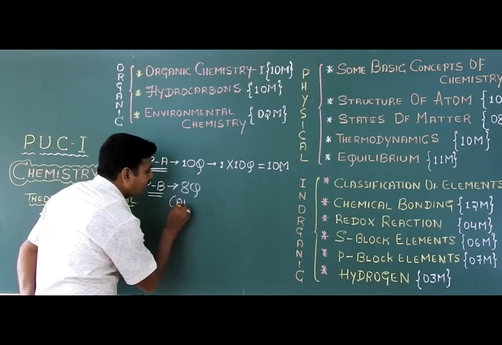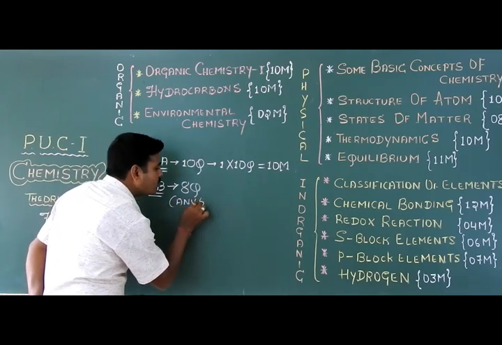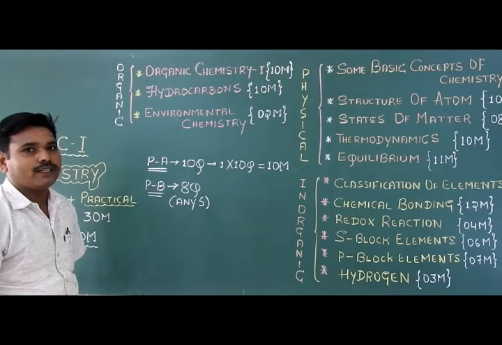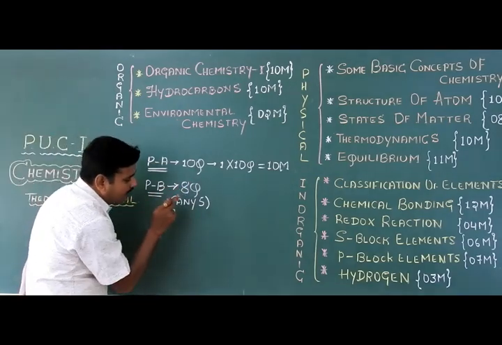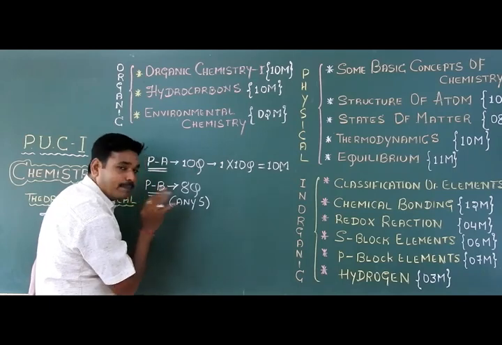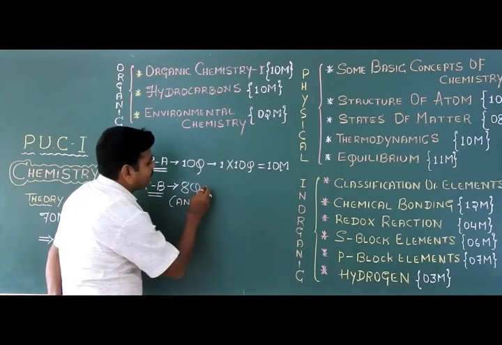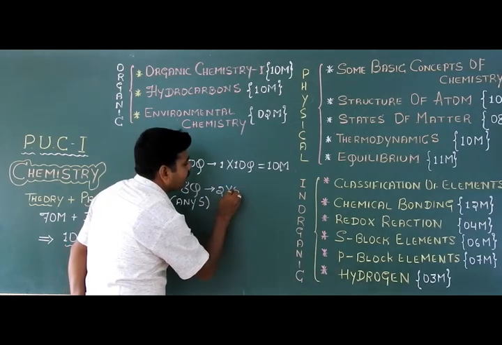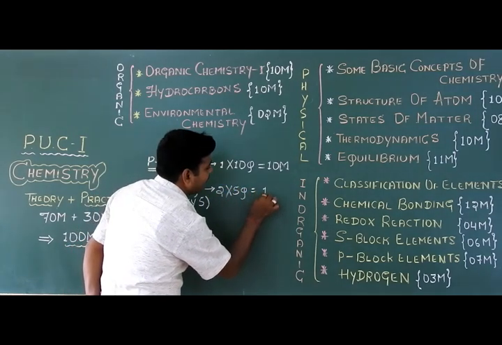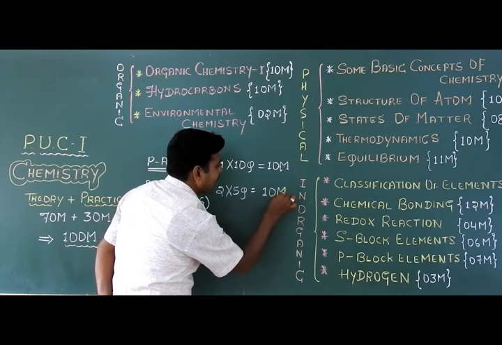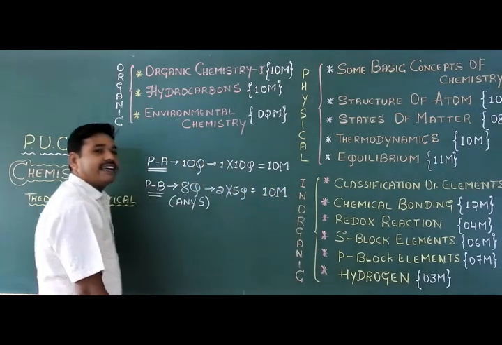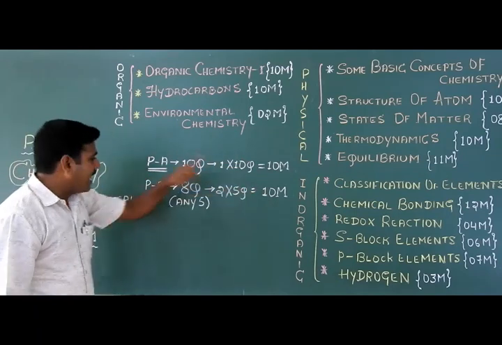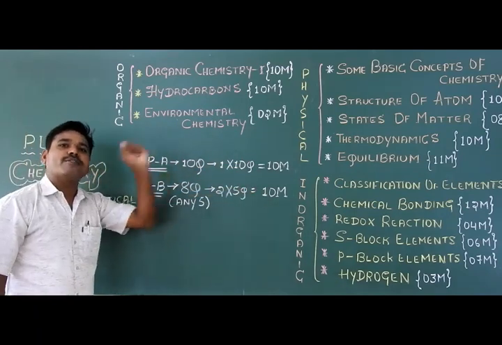And out of these 8 questions you have to answer any 5 questions in part B. In this part B each question carries 2 marks. So 2 into 5, the total weightage of this part B in the question paper is again 10 marks. Part A is also 10 marks and part B is also 10 marks, students.